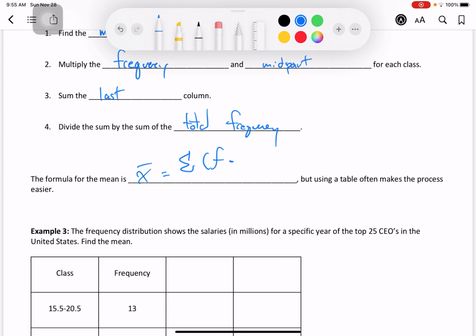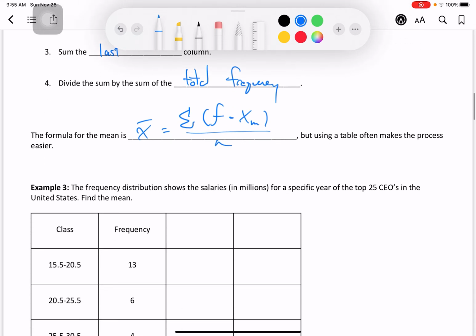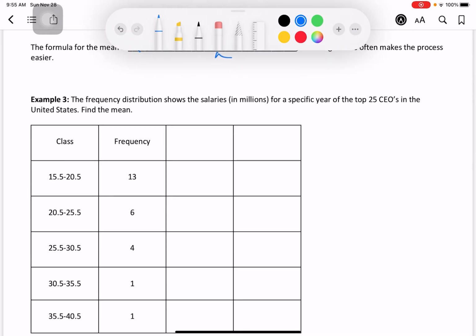F for frequency, x sub m is the midpoint, and dividing by n. So using a table is definitely going to make this a whole lot easier. Let's work on this one together.